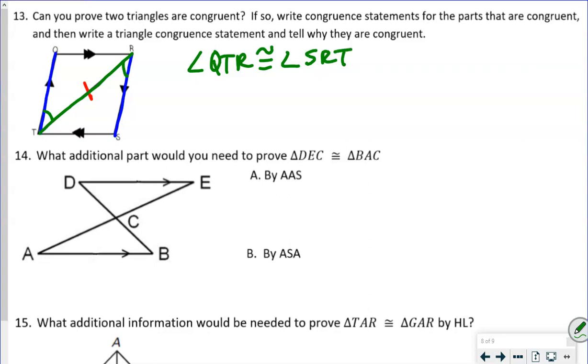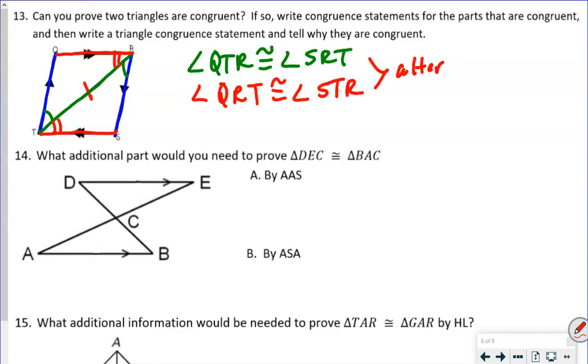So then we also have another pair. Can you guys see this other pair of parallel lines right here, right there? See that? And that? So again, we're looking where do those intersect the green line? So it's here and here. So we're going to say another pair. So this is going to be angle QRT is congruent to angle STR. Okay, now both of these are congruent. Why? Because they're alternate interior angles, right?